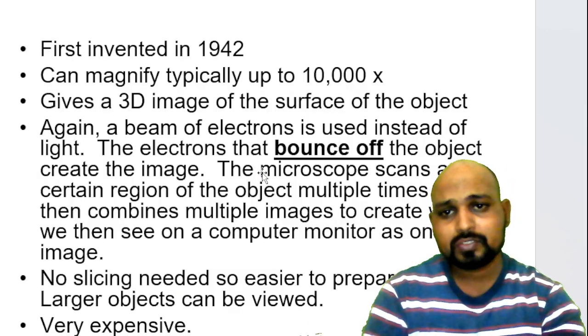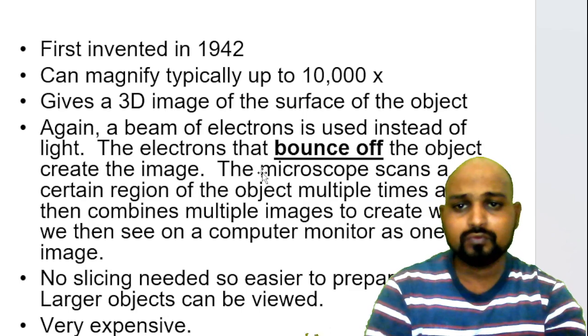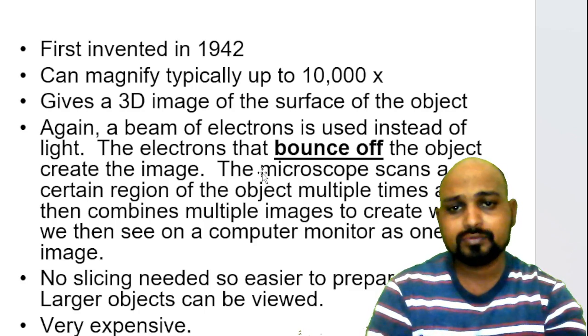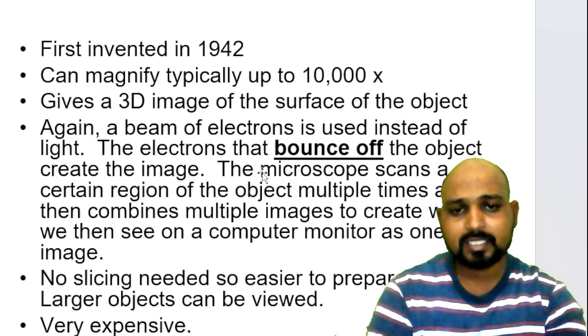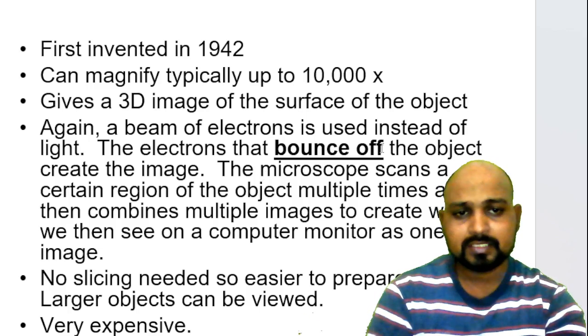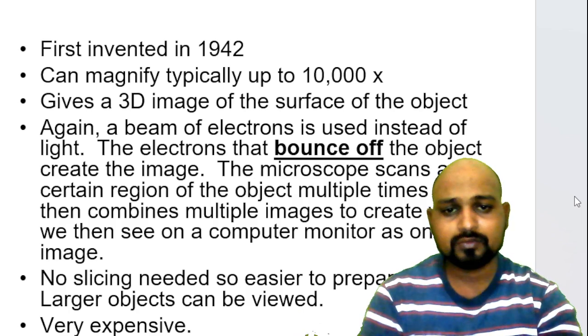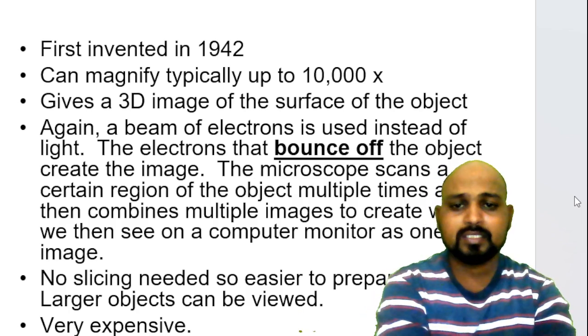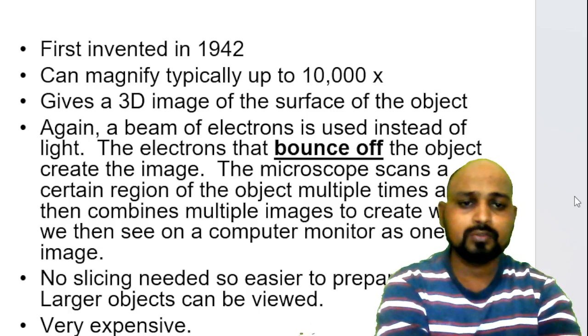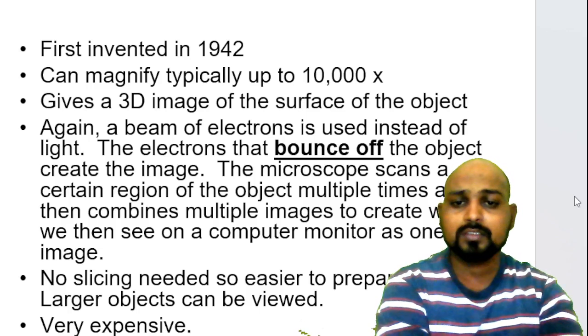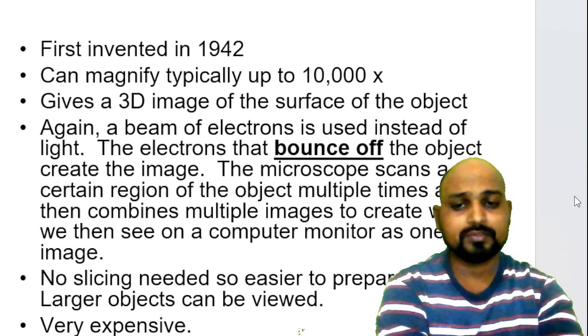This scanning electron microscope was first invented in 1942. It can magnify up to 10,000x and gives a 3D image of the surface of the object. Again, a beam of electrons is used instead of light. Electrons that bounce off the object create the image. The microscope scans a certain region of the object multiple times and then combines the multiple images to create what is then seen on the computer monitor as one 3D image.